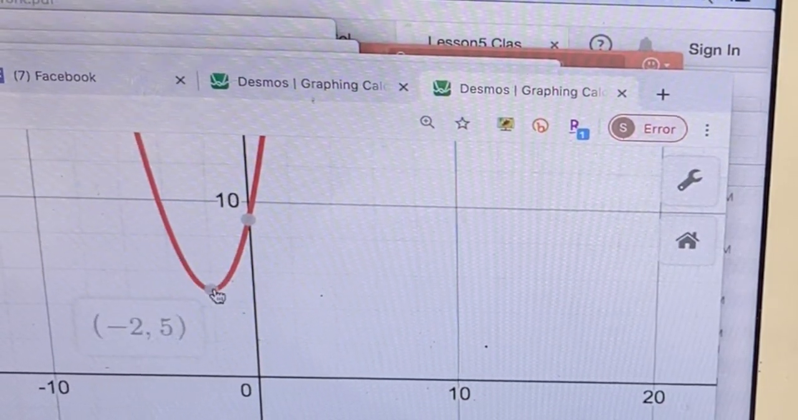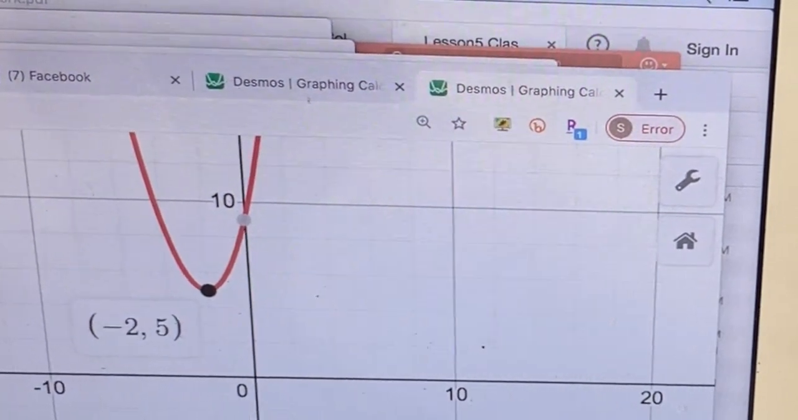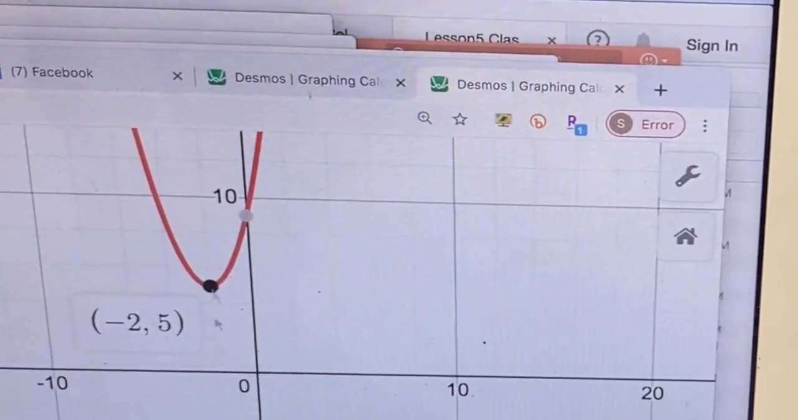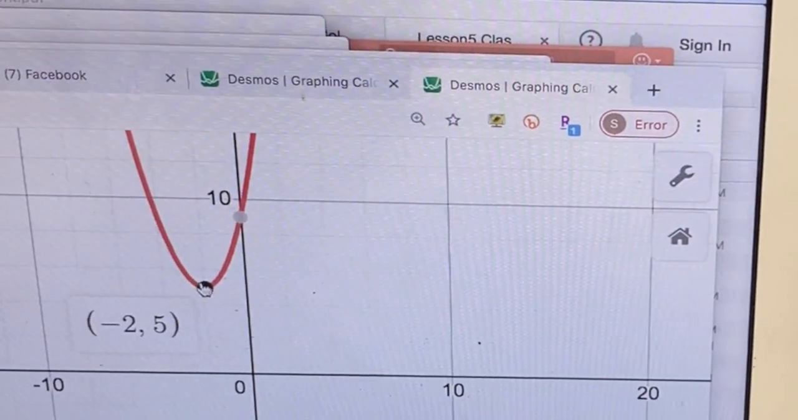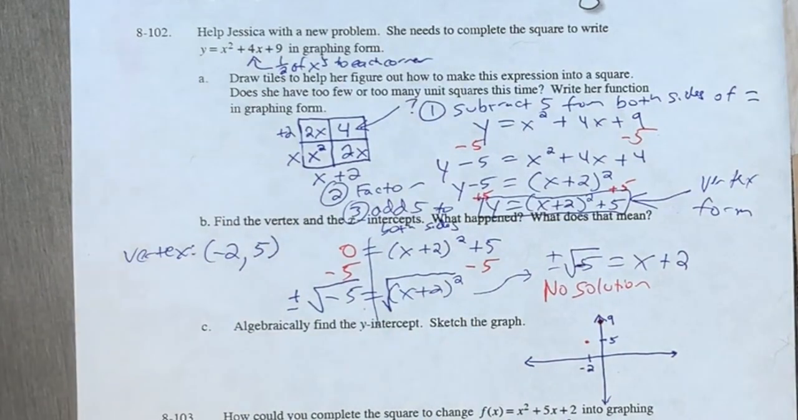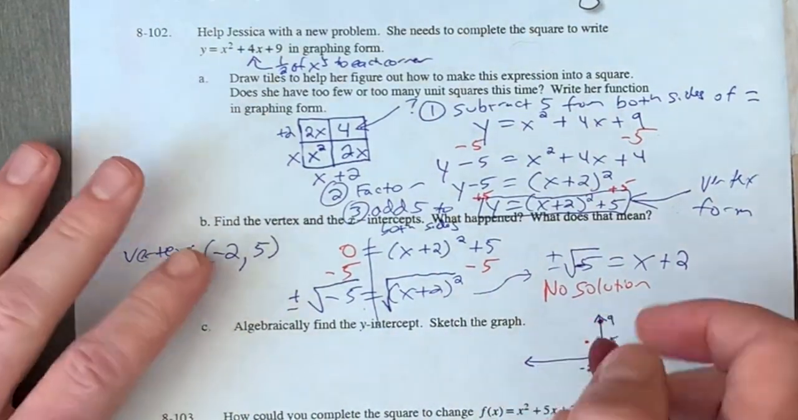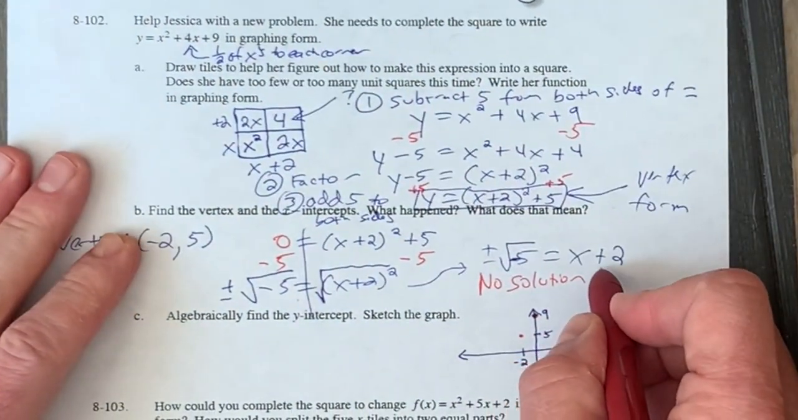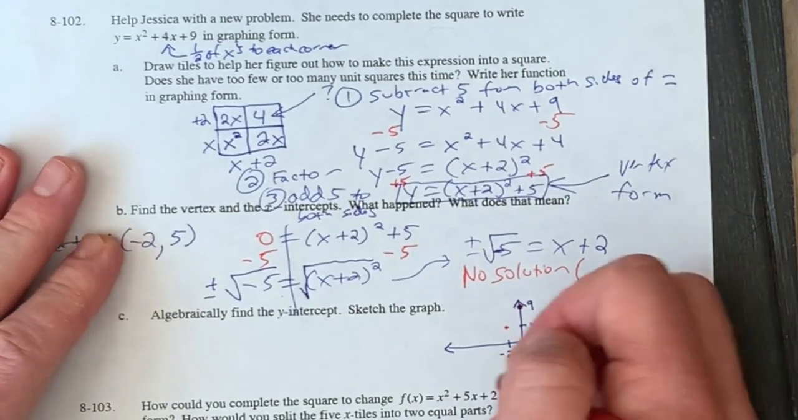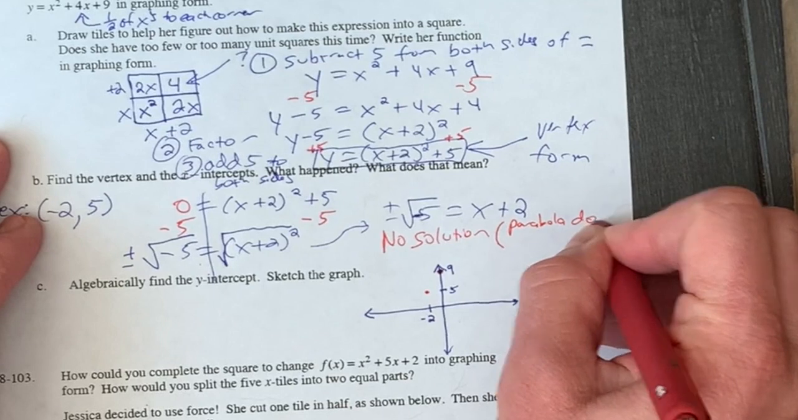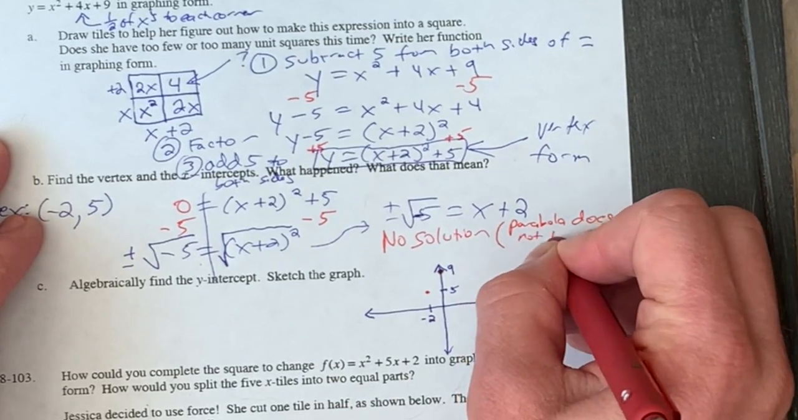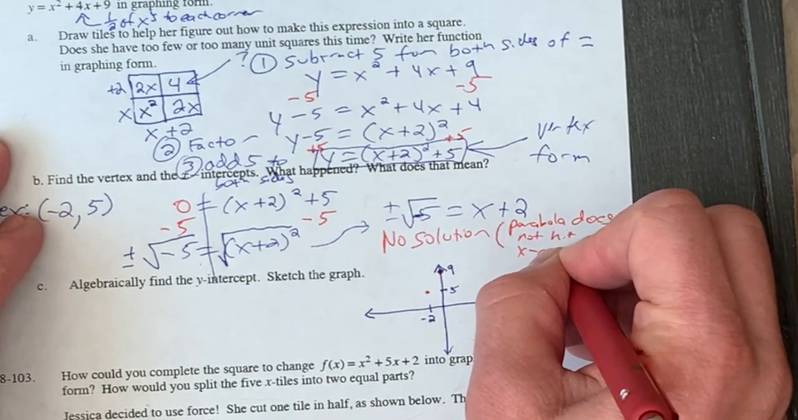Our parabola's minimum point, the vertex, is (-2, 5). It's above the x-axis, because this 5 is positive. So our lowest point is above the x-axis, and we actually don't hit the x-axis. So this one is no solution. Technically, and we're going to see this later, these no-solution parabolas do not hit the x-axis.